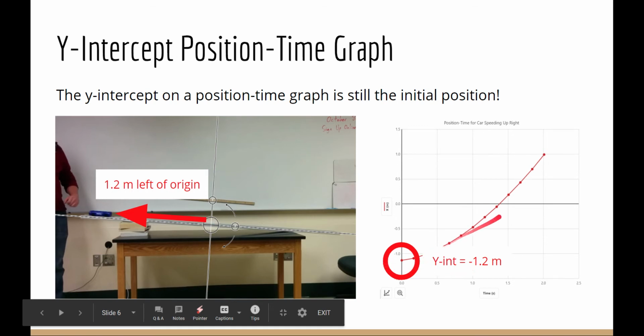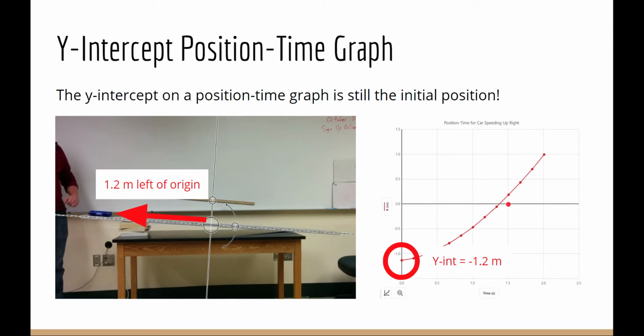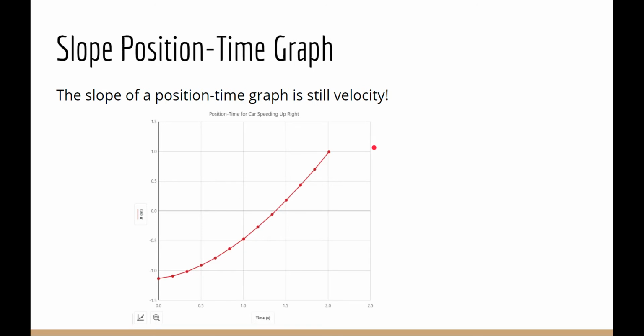So even though the graph is curved now, nothing changes from last unit with y-intercept. It still represents the initial position. If instead the car started over here to the right of the origin, we just start with some positive y-intercept instead. If we look at the slope of the position time graph, it still represents the velocity. This time it just is a little different because our line is curved.